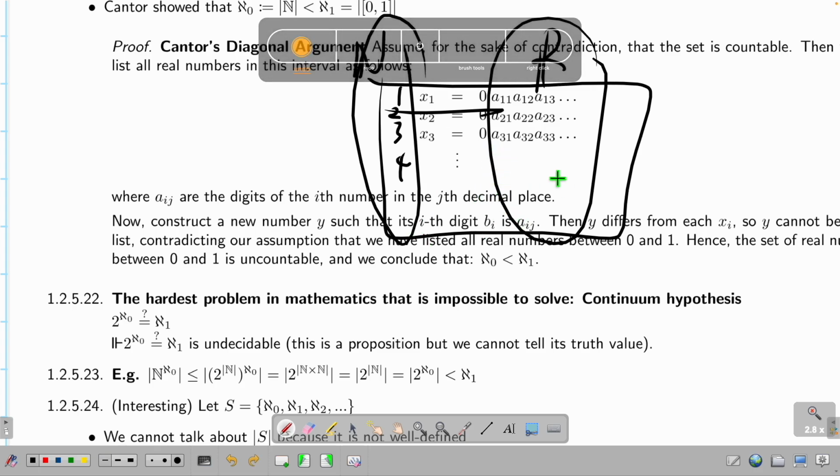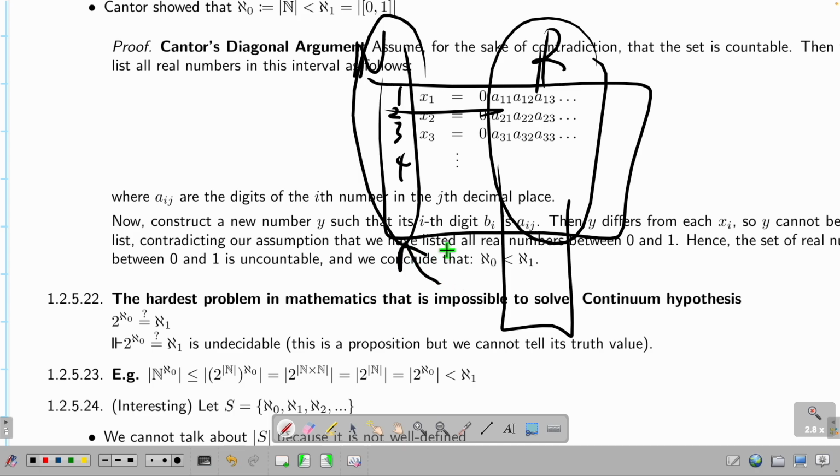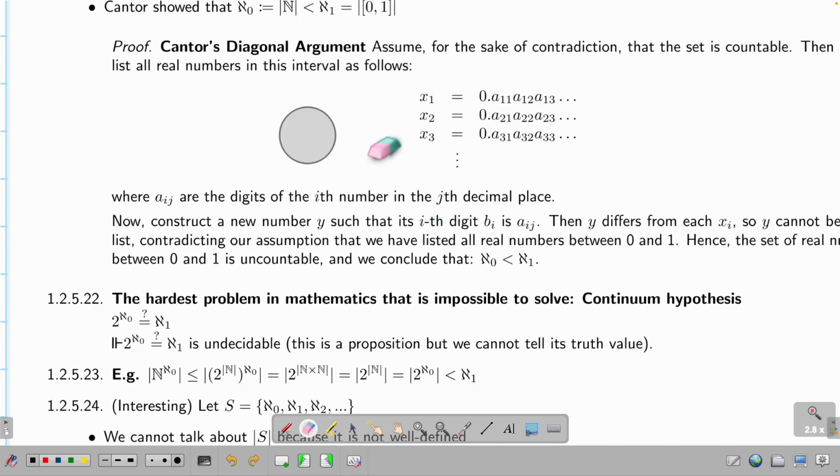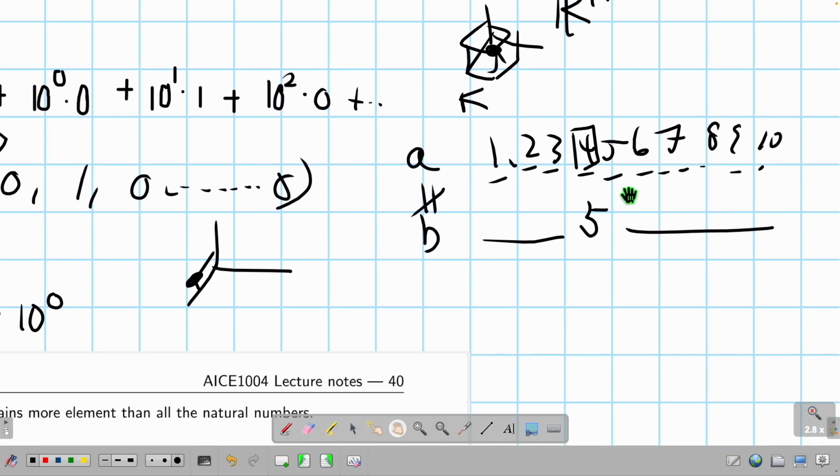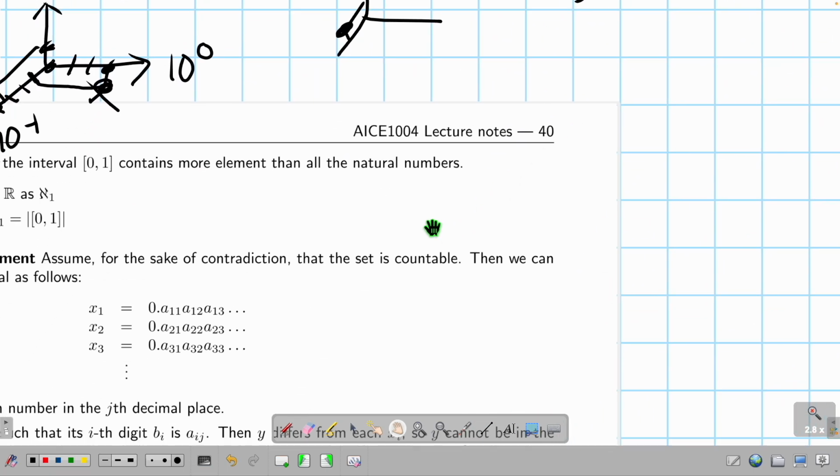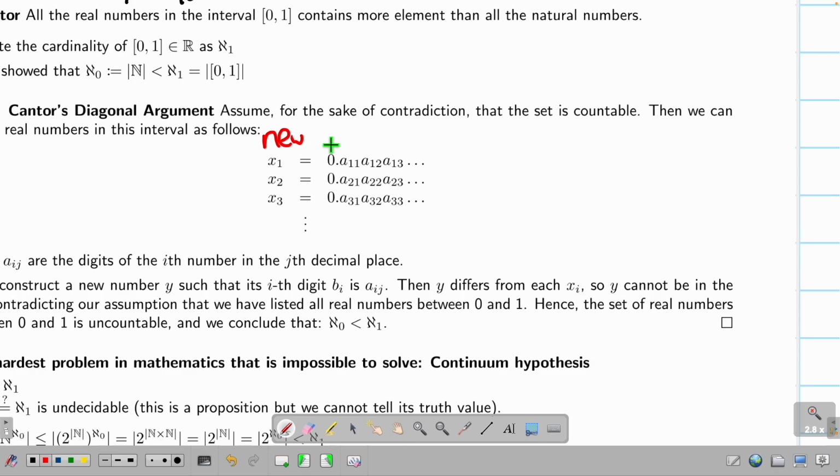Basically, Cantor says, no, something here cannot be represented here. That's the idea. He basically does the following. This one is very important. As I told you, if you shift one particular box, these two numbers are different. So that means I just need to make a new number. Let me call it new.